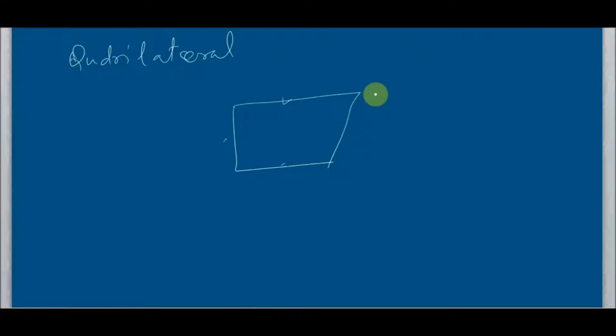Next, we will talk about quadrilateral. Any surface bounded by four sides is called a quadrilateral. So this is a quadrilateral because there are four sides: one side, two sides, three sides, four sides. There are more types of shapes in quadrilateral.